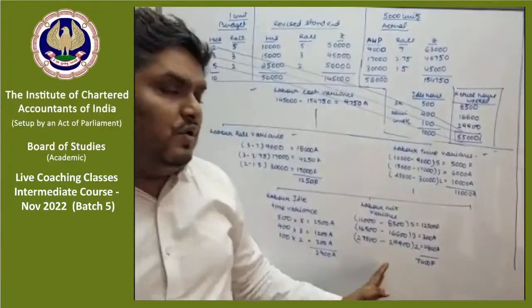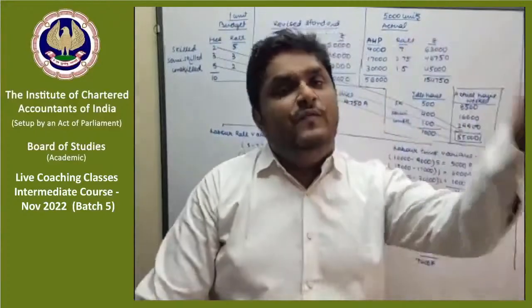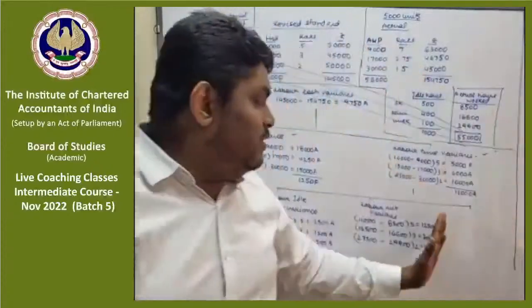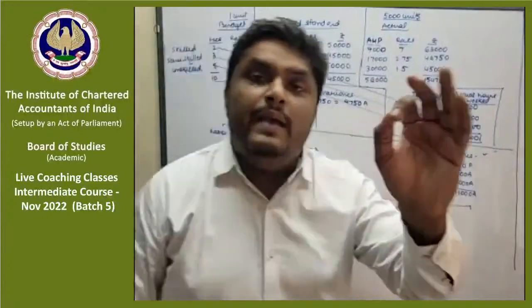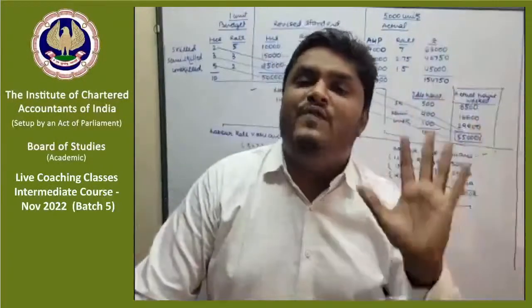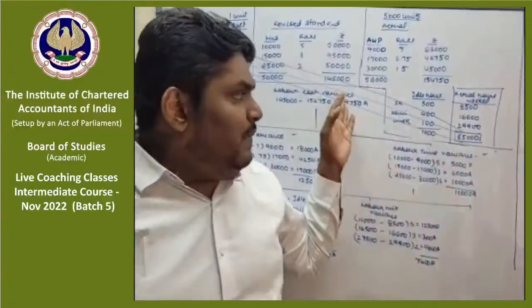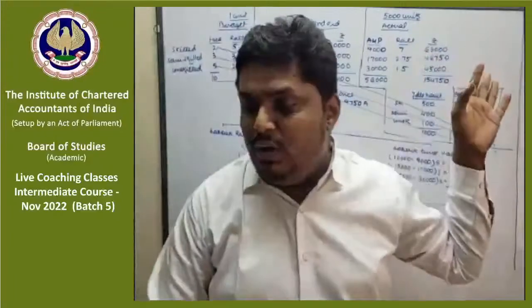Anyone having any doubts in labor mix variance? Very simple, guys. There is a difference of 50 to 56,000, that is 6,000 hours. Of this, 1,000 hours difference is already eliminated, already considered in labor idle time variance. So we are left out with the difference of 5,000 hours. So from here, henceforth, these figures will come into picture. That is the actual hours worked.